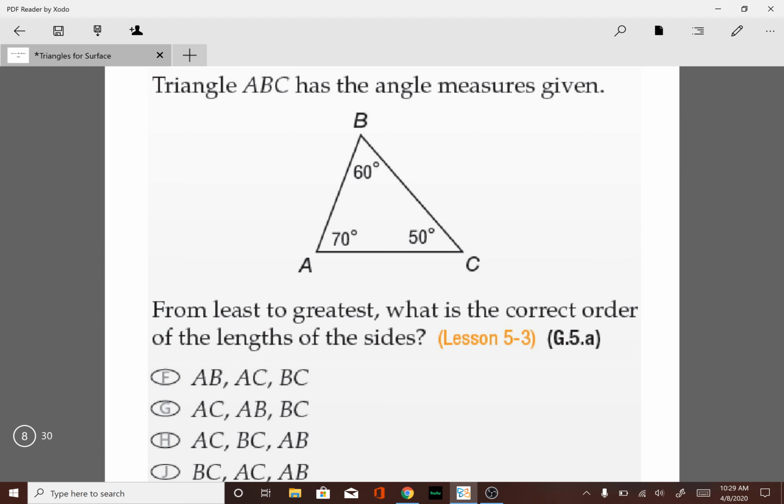Triangle ABC has the angle measures given. From least to greatest means we need to find the smallest side first. So looking for our smallest angle, which is 50. So that means AB has to be our smallest side. No, look at that, that makes it real easy. Because the only one that has AB as the first one is going to be F.